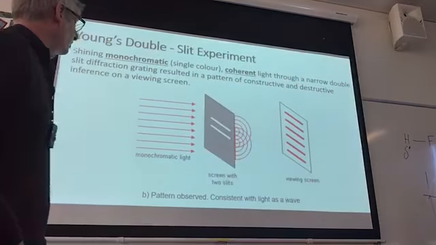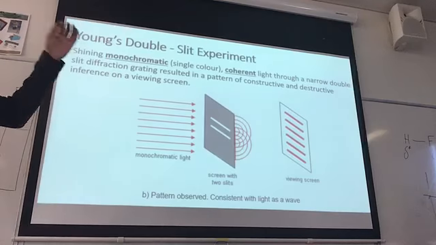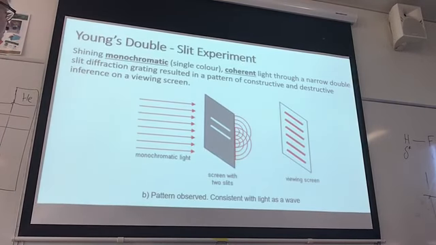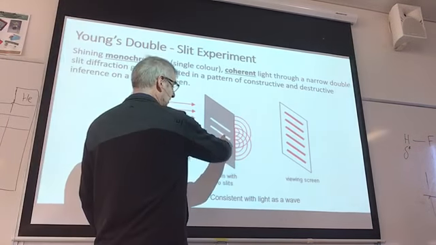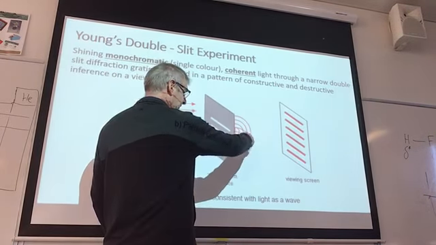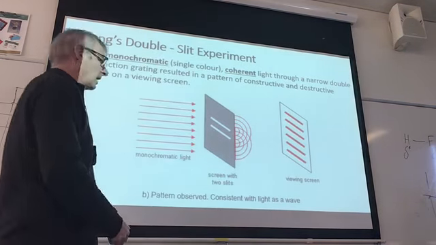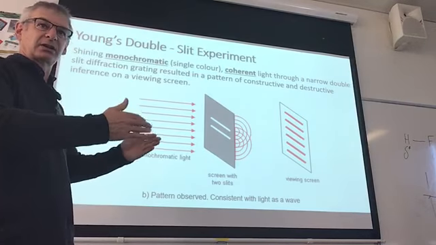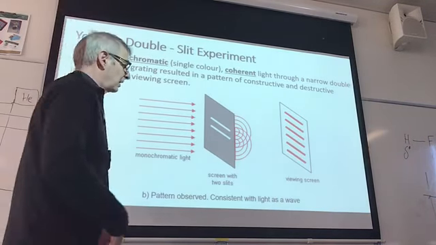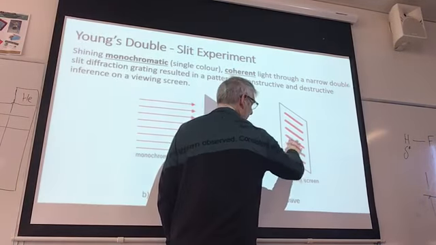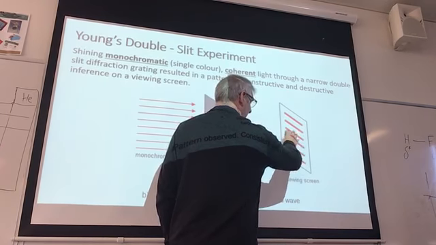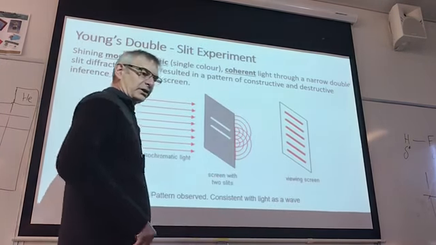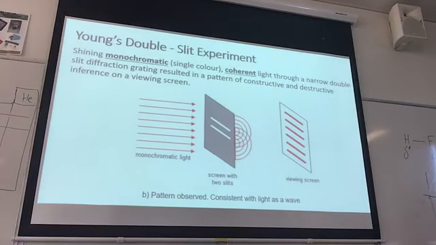But this is what was observed. As we know, you get a series of bands. The monochromatic light is a coherent light. It's gone through the double slit. You get diffraction on either side of the double slit, and as a result, as they spread outwards, they constructively and destructively interfere with each other. These are the lines of constructive interference, and these dark patches in between are the lines of destructive interference.